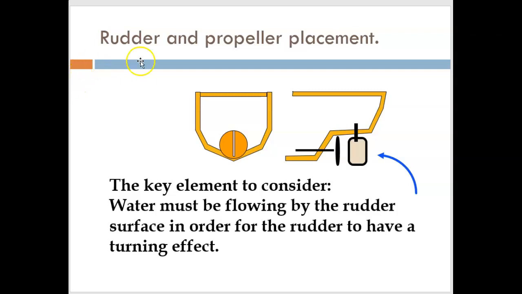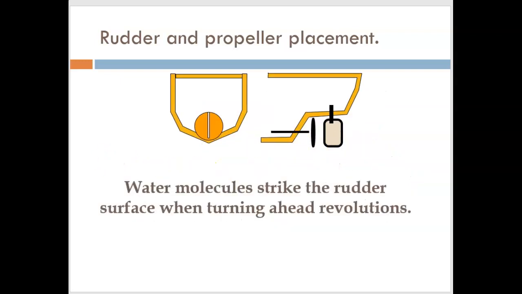And clearly, last time I checked, the rudder is placed here aft of the propeller disc. Here's two different views, a stern view and a side view. As the water squirts out, the prop wash is going to strike the rudder. Water molecules need to strike the rudder surface when turning ahead revolutions. If you're going astern, the prop wash is running up under the vessel. That's different. But when you're going ahead, the prop wash is coming out astern.